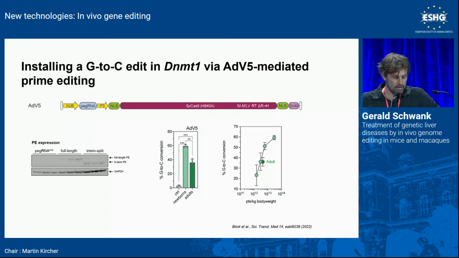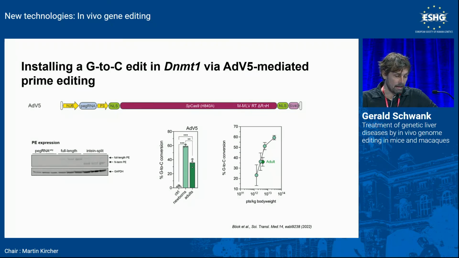And since these intein split systems are not so efficient, we then turned to an adenoviral vector, which has the advantage that it has a larger packaging capacity, so we could package the full-length prime editor, but it has the disadvantage that it's more immunogenic, so the clinical translatability is limited. Nevertheless, we saw that with this system, we really got 60% editing in adults and 40% in newborns, so that was actually very promising.